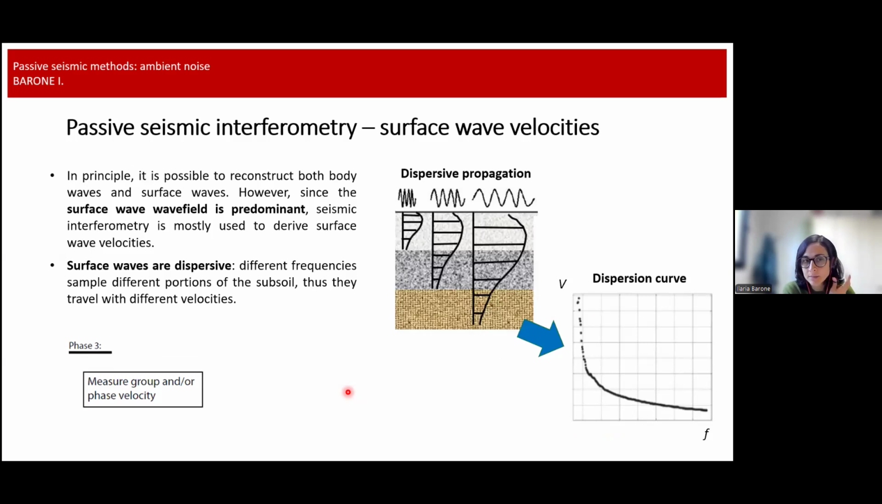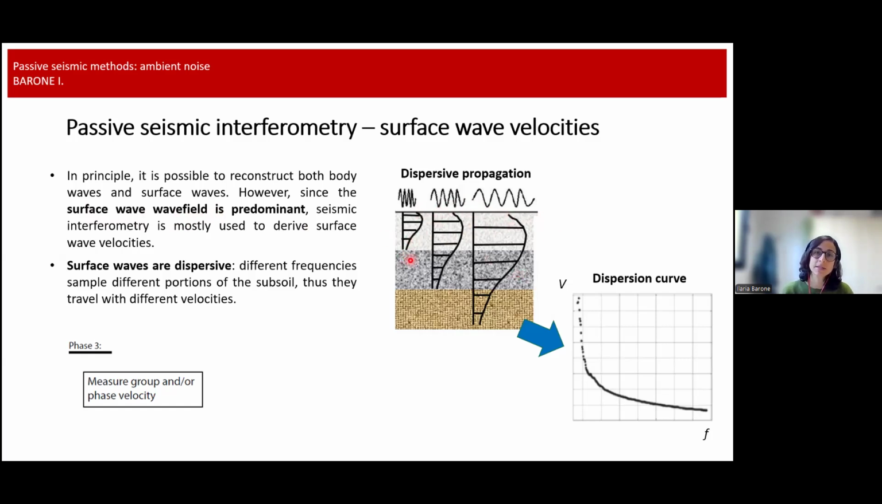And then estimate the velocities of propagation. So in principle, when we apply seismic interferometry, what we reconstruct is mainly the surface wave field, because the surface wave field is dominant in the ambient noise. I don't know how familiar you are with surface waves, but they are waves that travel at the boundary, let's say at the Earth's surface, the surface of the medium.